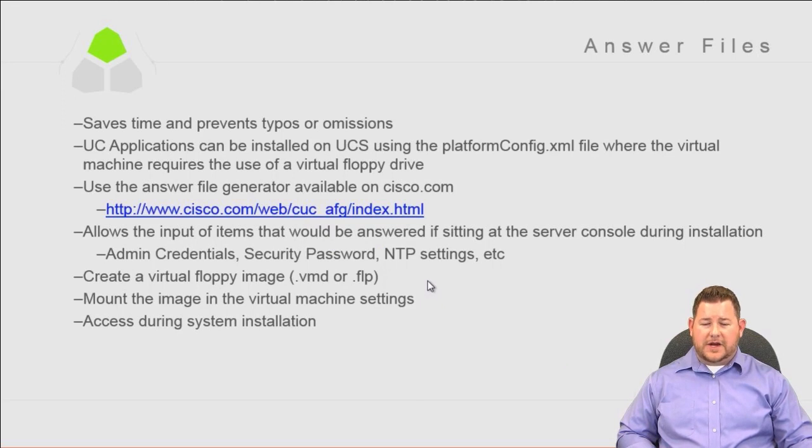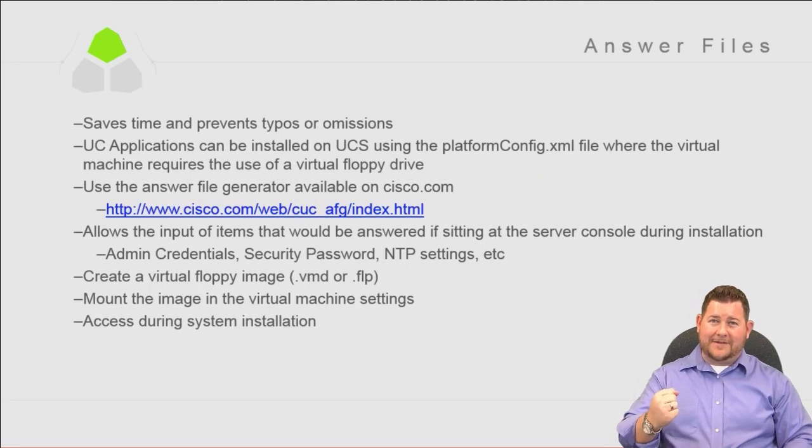The UC applications can be installed on UCS with the platform config XML file, where the virtual machine requires the use of a virtual floppy drive. So this platform config XML file is the answer file, and that can be loaded on UCS using this virtual floppy drive. So floppy drives are making a comeback, man. Well, not really, but they're still cool, right? We like floppy drives.